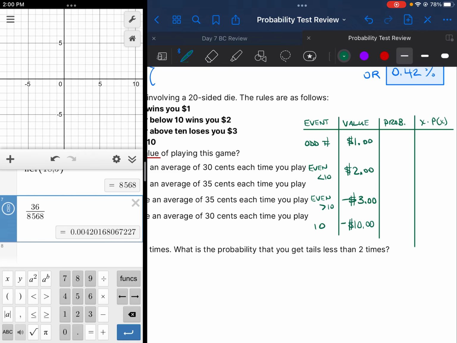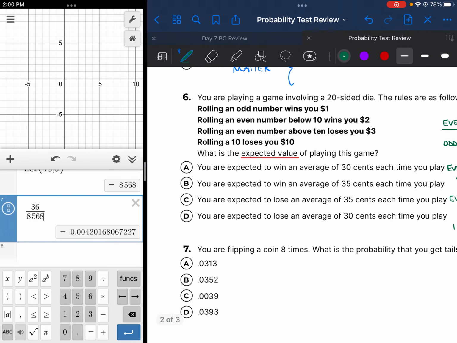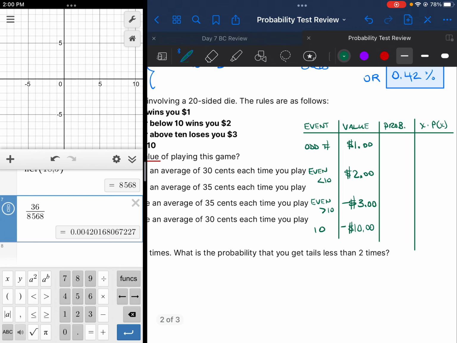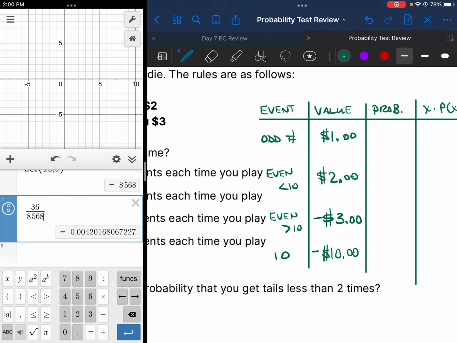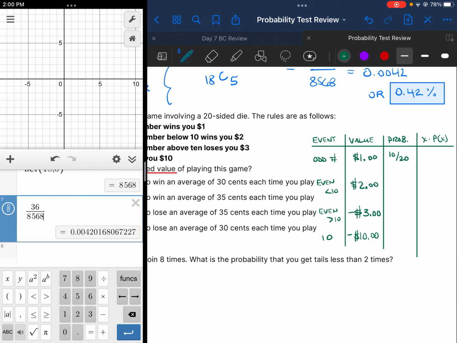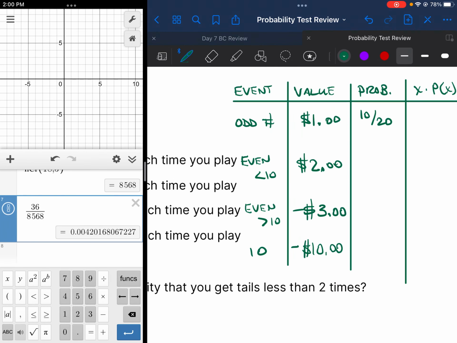All right, the probabilities of these things happening. It doesn't say it right here, but we have enough information to figure it out. We're talking about a 20-sided die. So what's the probability of rolling an odd number on a 20-sided die? Well, that's 50% chance. 10 out of 20 are going to be odd numbers. We'll just go ahead and say 10 out of 20. What is the probability of rolling an even number less than 10? So 10 cannot be included. That'd be 2, 4, 6, and 8. That's 4 out of the 20.